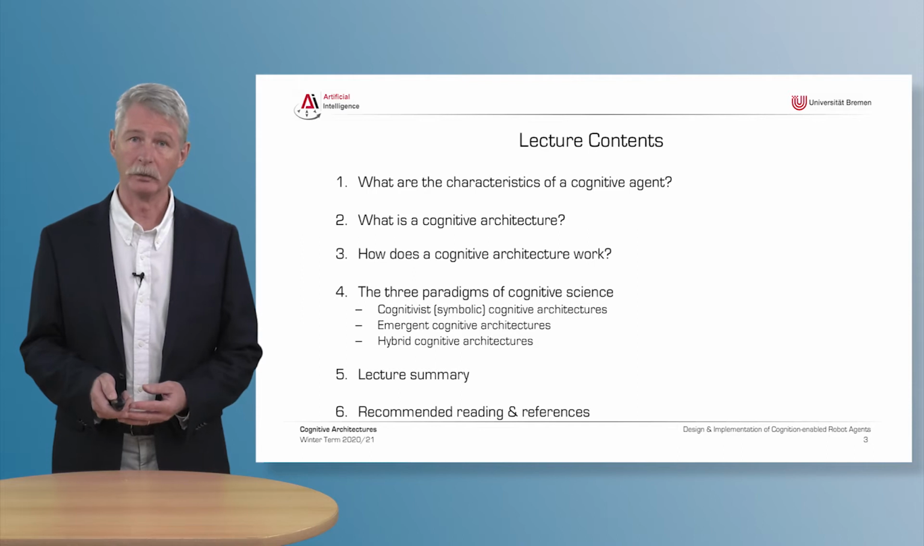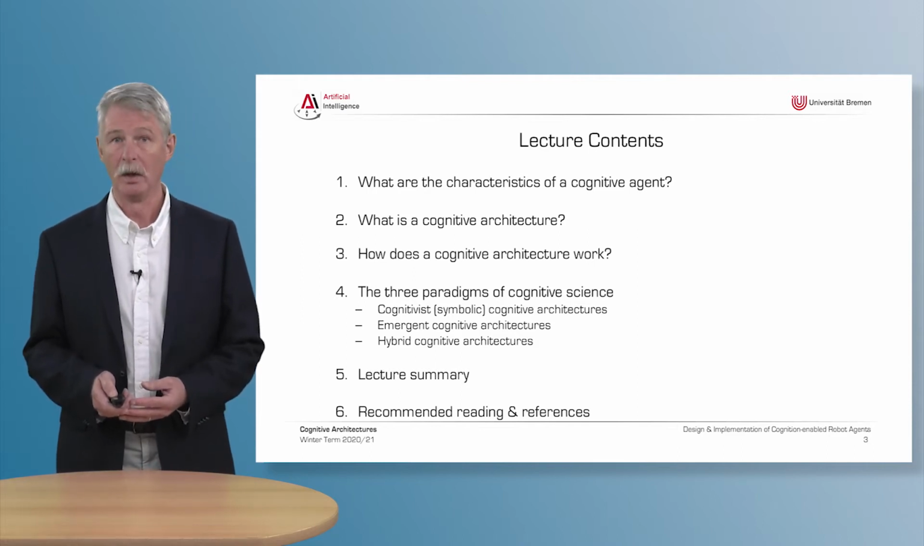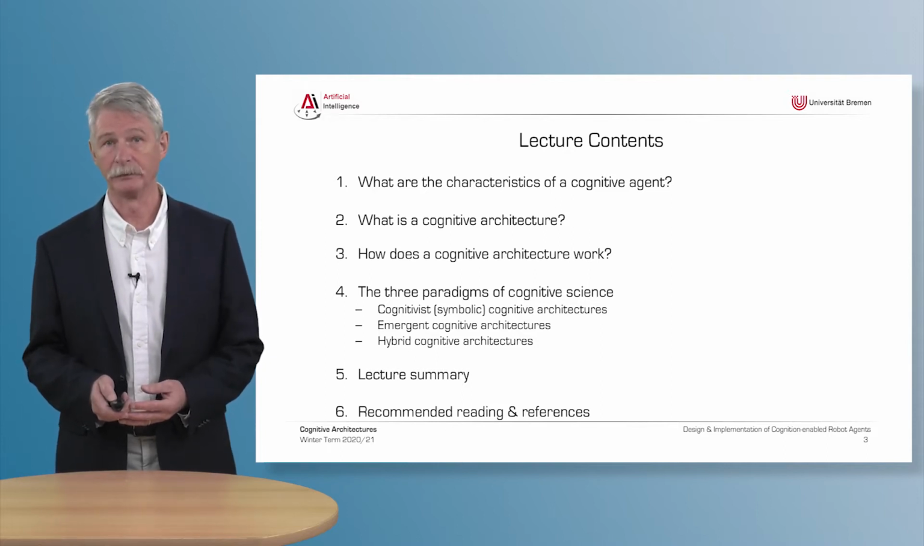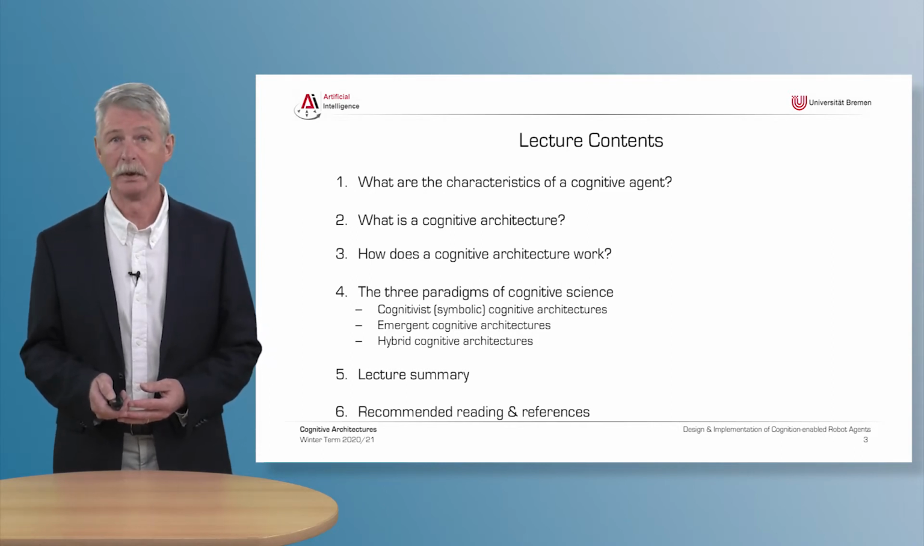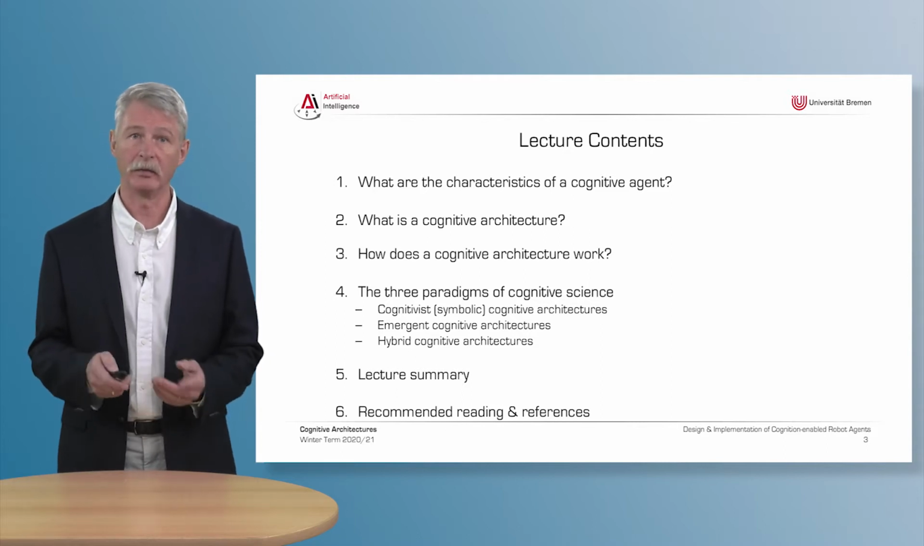In this lecture, we will identify the main characteristics of a cognitive agent. We will explain exactly what a cognitive architecture is and how it works. And we will examine the 3 paradigms of cognitive science: the cognitivist paradigm, often called the symbolic paradigm, the emergent paradigm, and the hybrid paradigm, combining the cognitivist and the emergent.